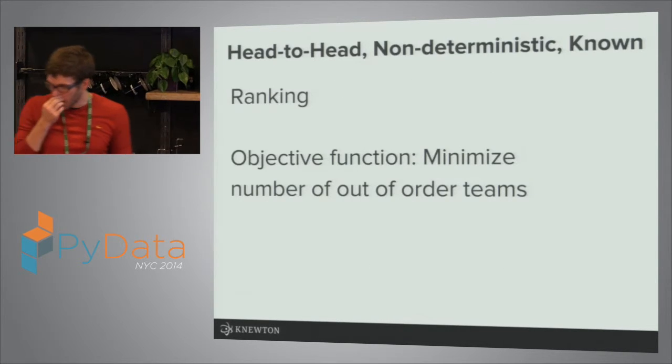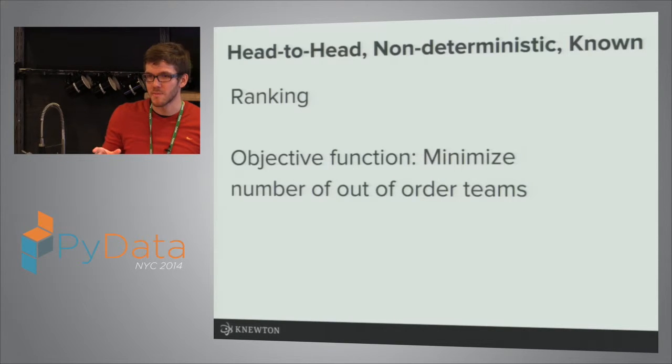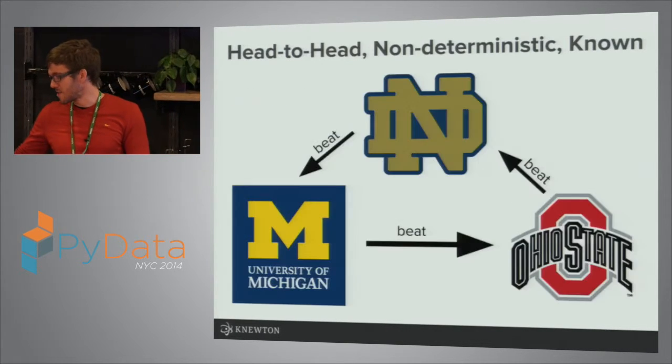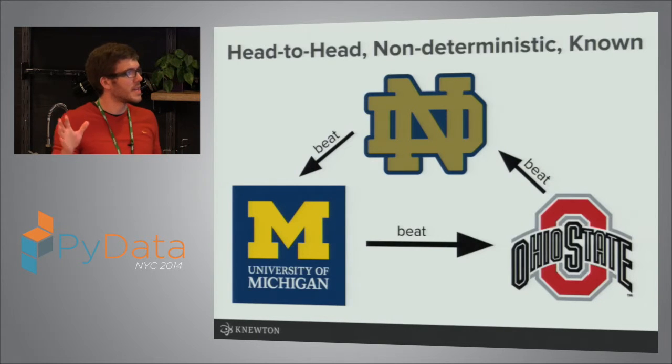Here's the objective function I'm going for, which is to minimize the number of out-of-order teams. Suppose you had a situation like this: Michigan obviously beats Ohio State, but then Ohio State beats Notre Dame, and then Notre Dame beats Michigan. What we would expect is that Michigan must be better than Ohio State, who must be better than Notre Dame, and Notre Dame must be better than Michigan, but we can't have that. So we have to put one team out of order.